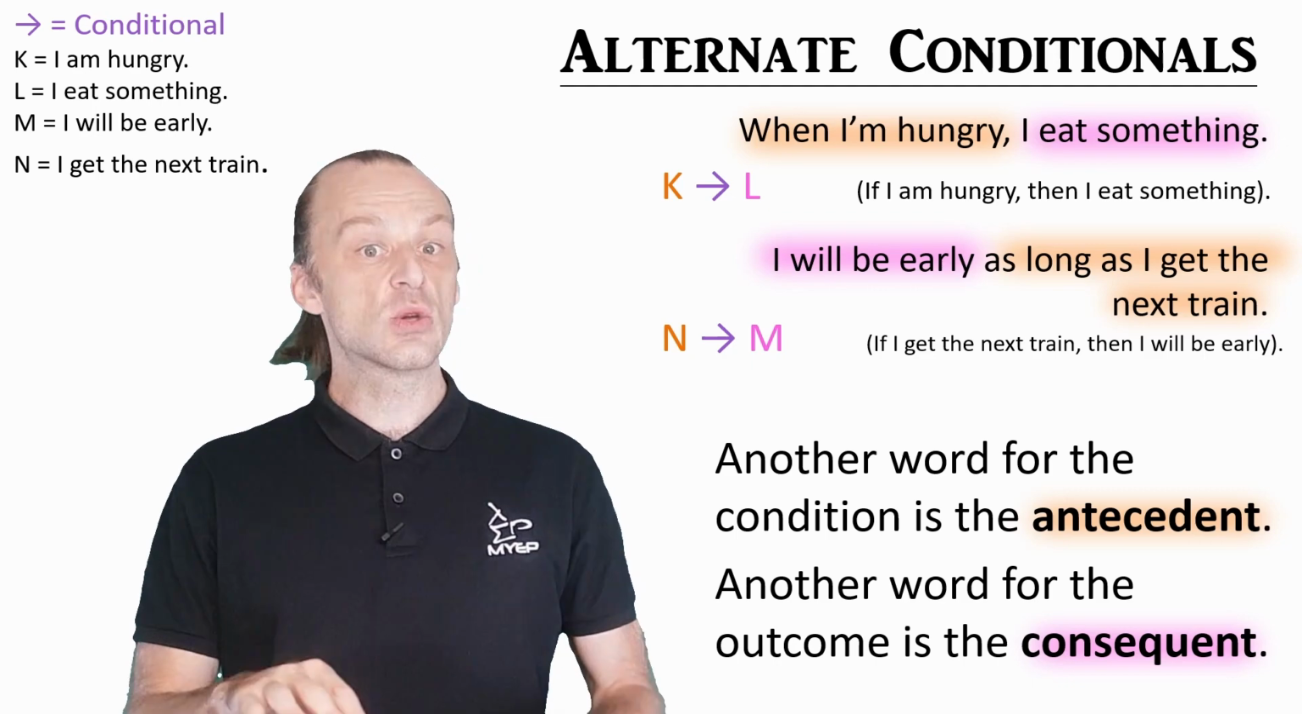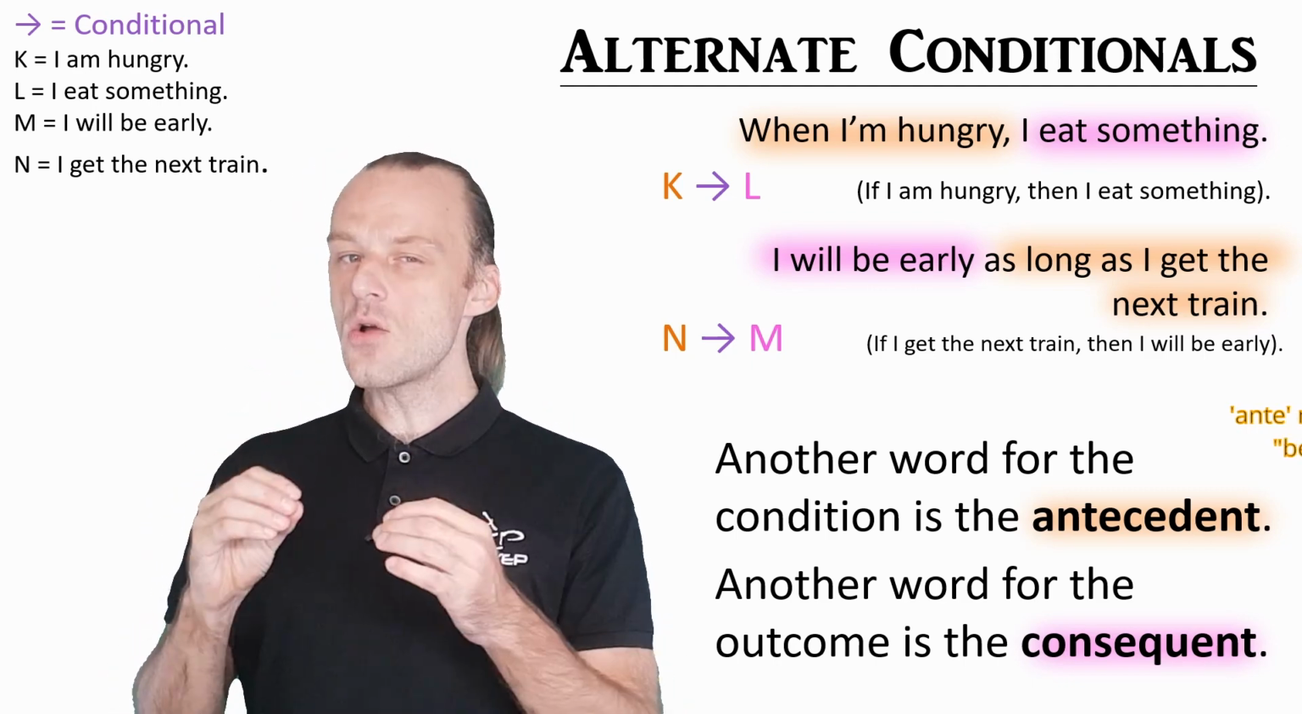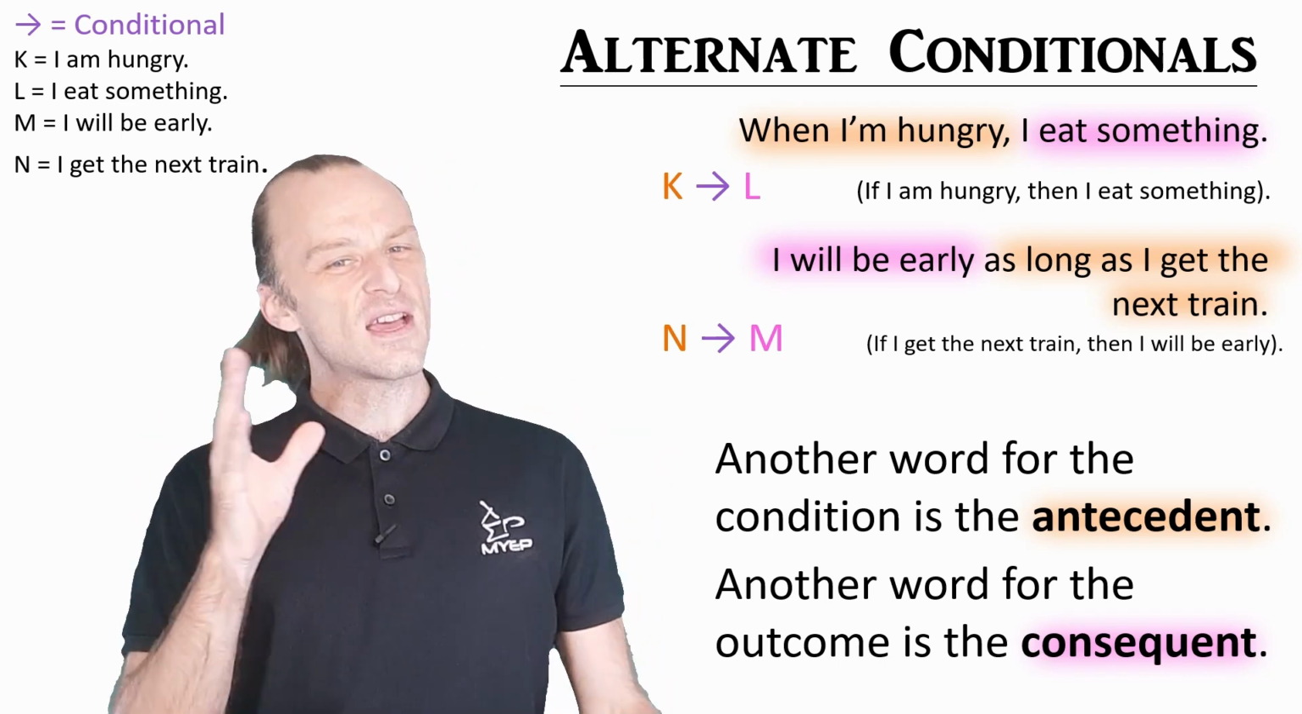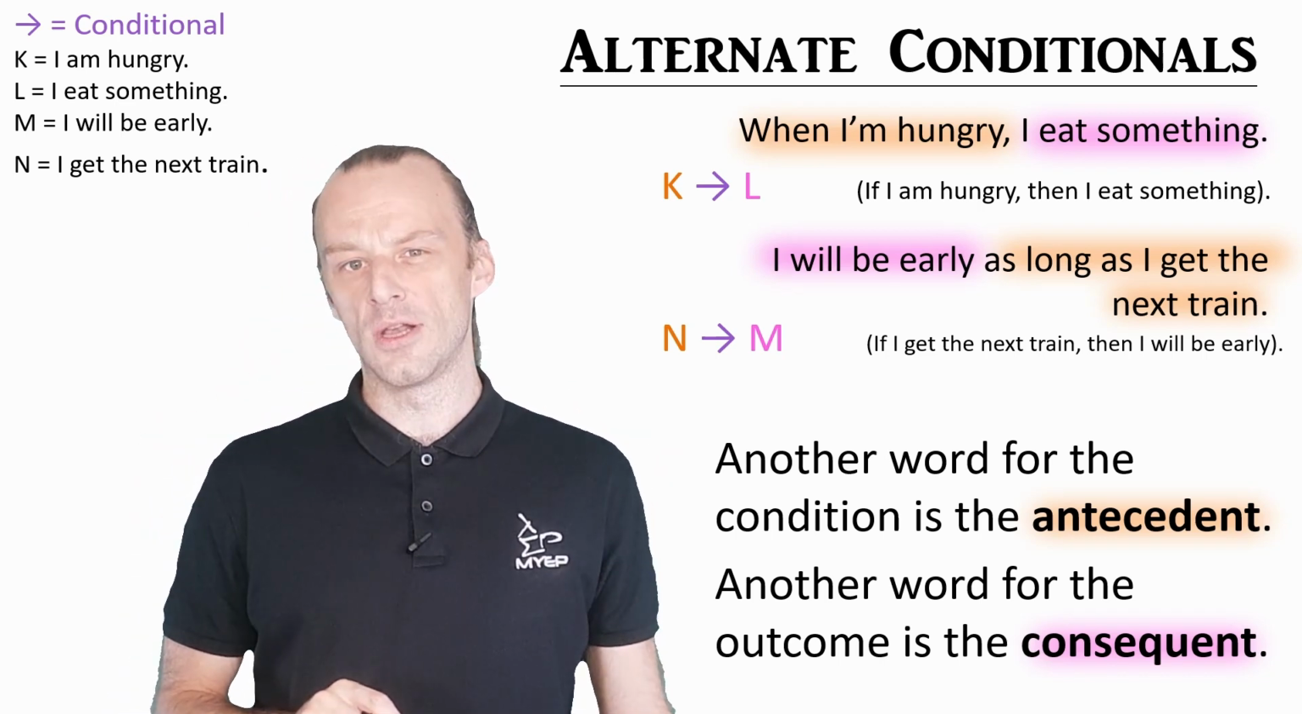We should also mention the formal words for the condition and the outcome. The condition is called the antecedent, and the outcome is called the consequent. These words are very formal, but they are still used a lot when you read about logic.